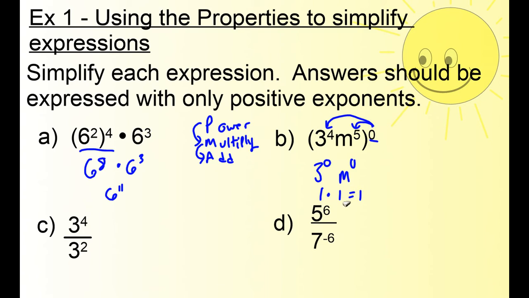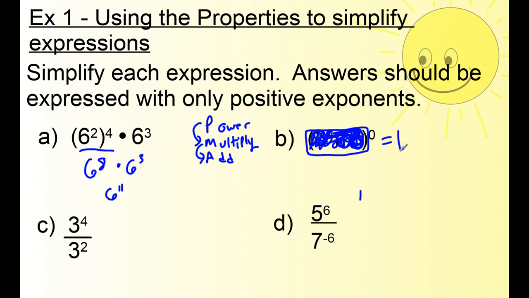And actually, we could have done that right from here, because this whole thing is to the power of 0. If I just go like this, and you don't even see what's in there, if I say I have something that's to the power of 0, you're going to go, hey, that equals 1. Then you're right, it does. Okay, letter C.